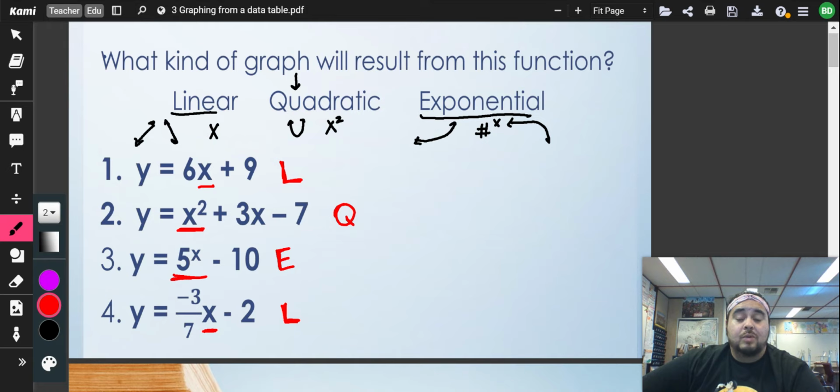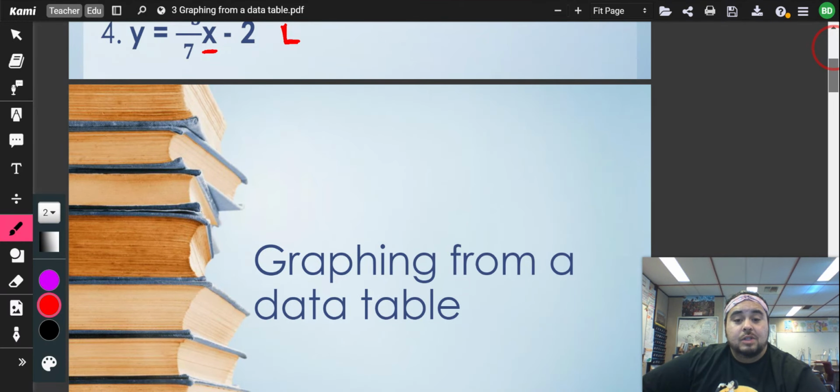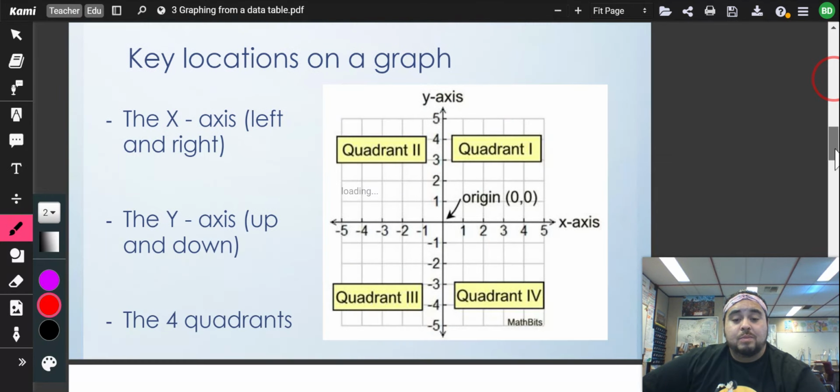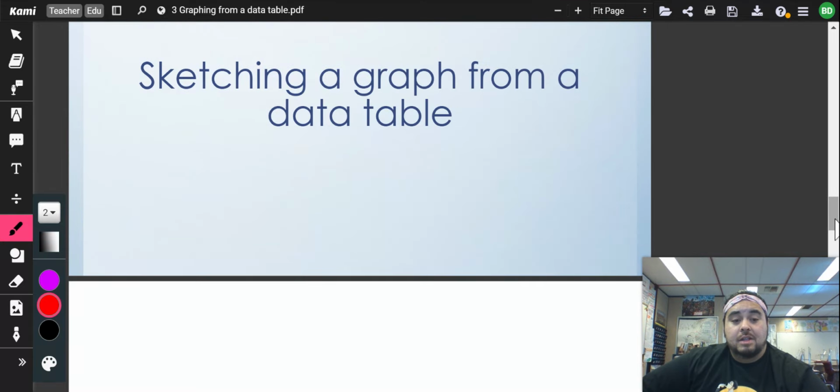So that's why it's really important to have an idea, before you start the data table, before you start sketching the graph, what the graph is actually supposed to look like. And the way we can do that is by looking at the equation. Our focus today is going to be graphing from a data table. This is a really foundational skill because you can use this no matter what the graph looks like. No matter what kind of equation you have, you can always plug in values. Let's get down to those problems in our notes.